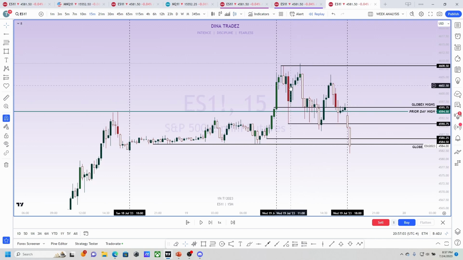If you can get from here to here, that's a beautiful trade. That's 4608 to 4590 on ES. It's like 18 points, which is great for ES. On a Wednesday, that's chop. If you can manage that, that's awesome.